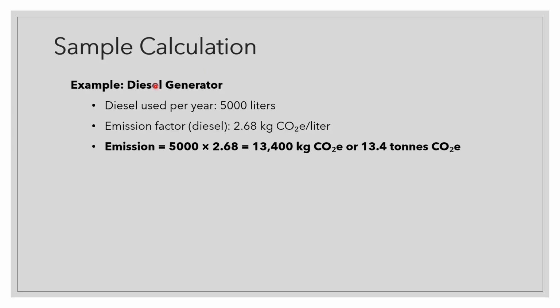Sample calculation, an example. Consider a diesel generator we are using. Diesel used per year is 5,000 liters. The emission factor for diesel is 2.68 kg CO2 equivalent per liter. So 5,000 times 2.68 is 13,400 kg CO2 equivalent, or 13.4 tons of CO2 equivalent released from the diesel generator. So it is very simple to calculate.